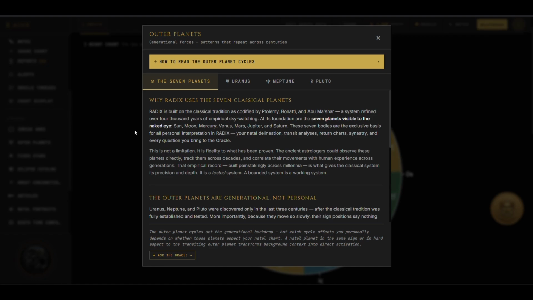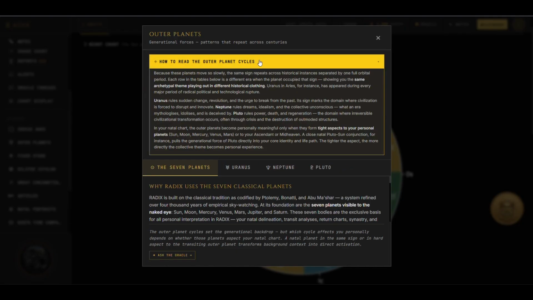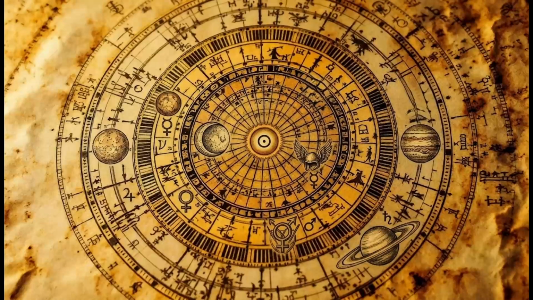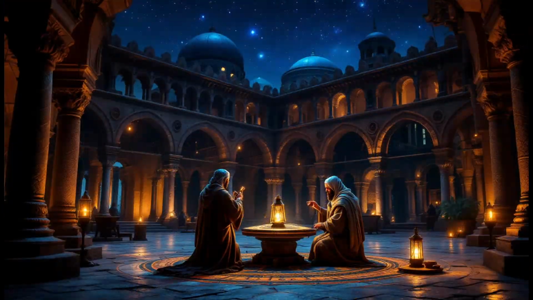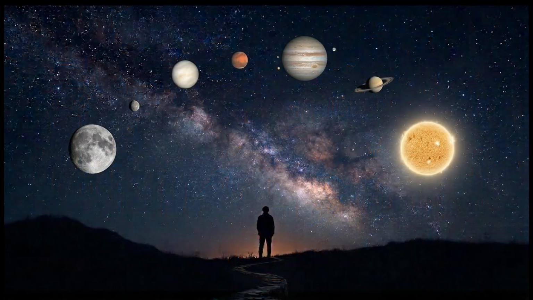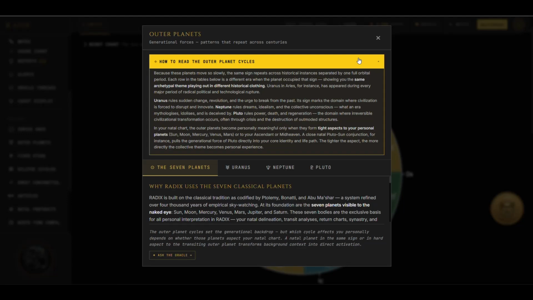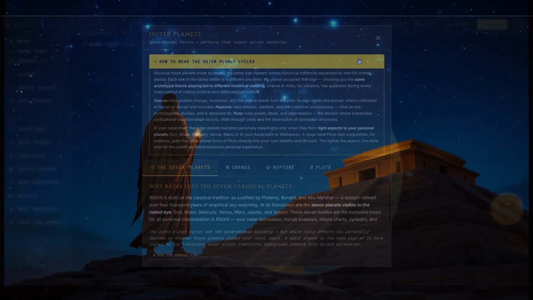RADIX is built on the Bonatti tradition. 7 classical planets, no outer planets as part of the core system, but RADIX does include the outer planets separately as a distinct layer. Understanding why is worth a moment. Here's the underlying principle. The 7 classical planets, the 7 wanderers that astrologers have tracked for over 4,000 years, are the 7 celestial bodies visible to the naked eye. Every civilization that developed astrology independently arrived at the same 7, not 8, not 10, 7.